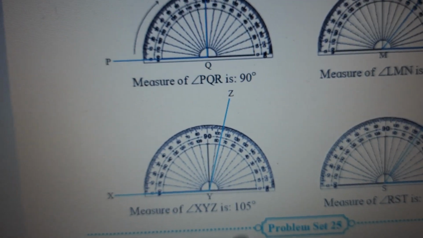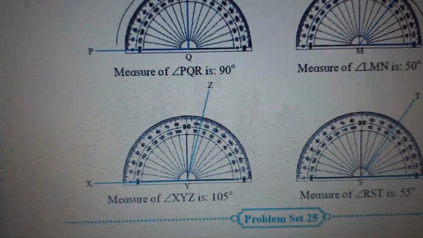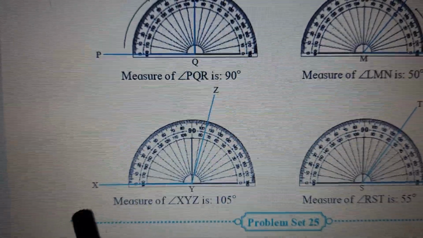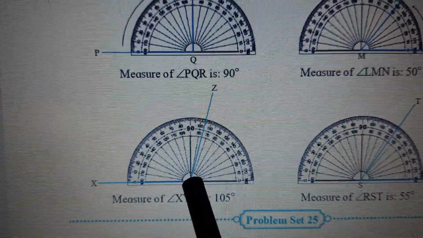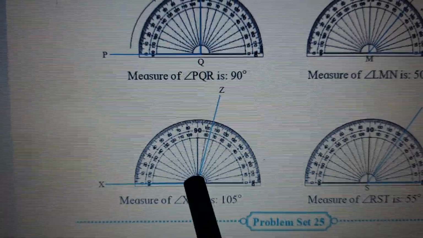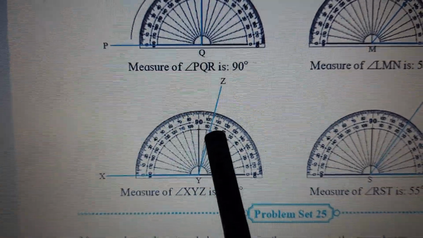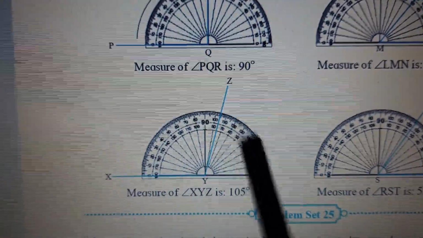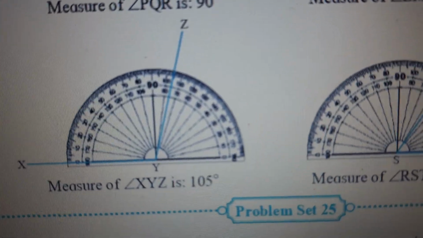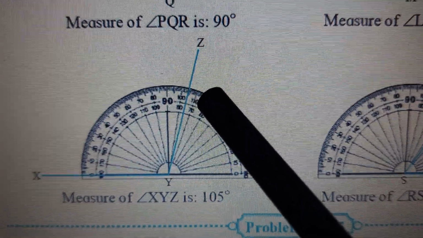You can see this angle is drawn from the left. So angle XYZ. You can see XYZ in the center of this protractor. You can see that straight is 90 degrees. So 0, 10, 20, 30, 40. How much is this making? 105 degrees. How do you know that it is 105 degrees? You have to check. Look at that. It's 100 and then you have to count the small lines.